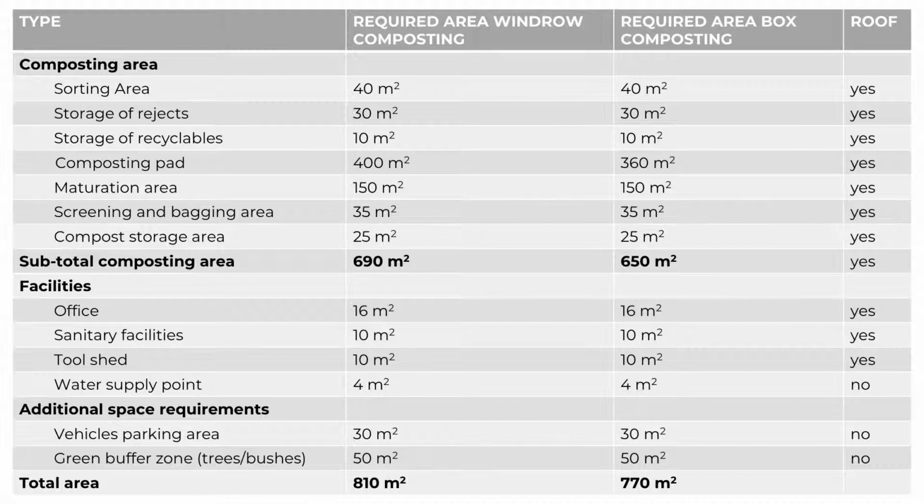Notice that it includes all the workflow units, including sorting, storage of rejects, storage of recyclables, composting pad, maturation area, screening and packaging area, and compost storage. Additional space should be allocated to the manager's office and sanitary facilities. Keep in mind that this is only an example. The final setup is strongly dependent on the local conditions.